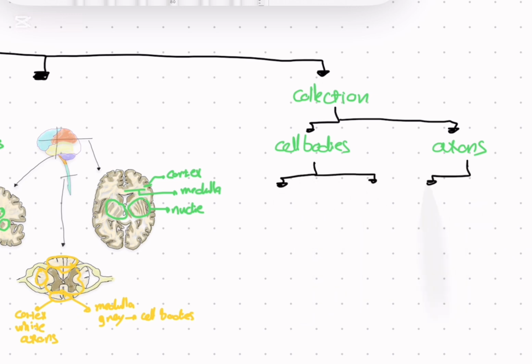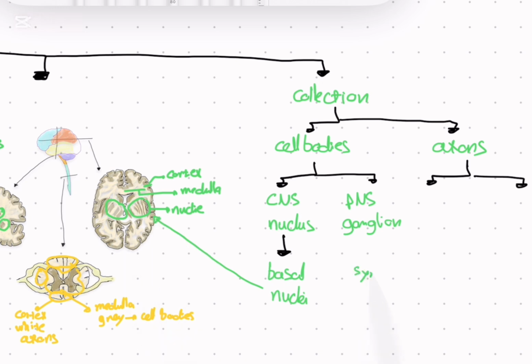A collection of cell bodies inside the central nervous system is called the nuclei, and an example of this is the basal nuclei. A collection of cell bodies in the peripheral nervous system is called the ganglion, and an example for this is the sympathetic ganglion near the spinal cord. We will see this in a different video.